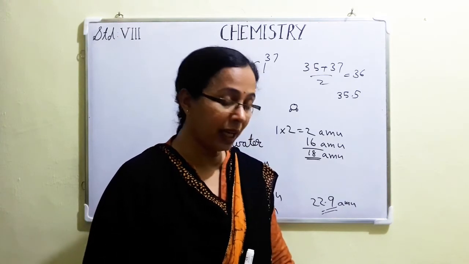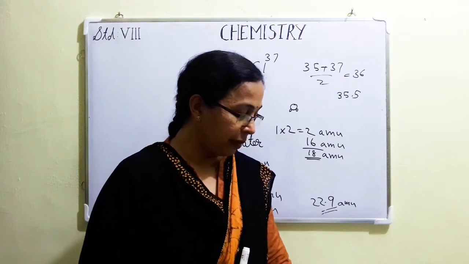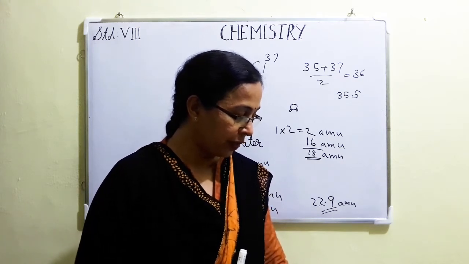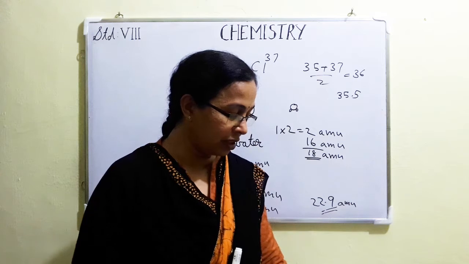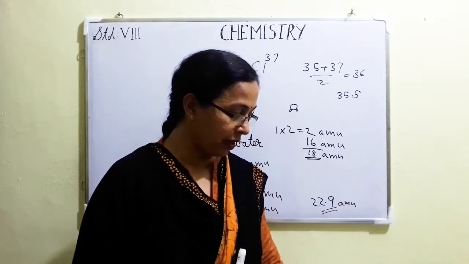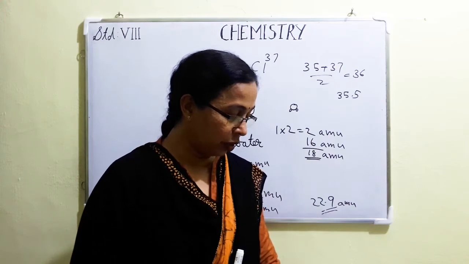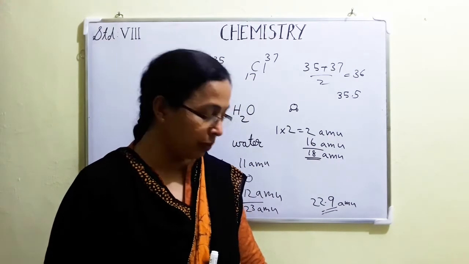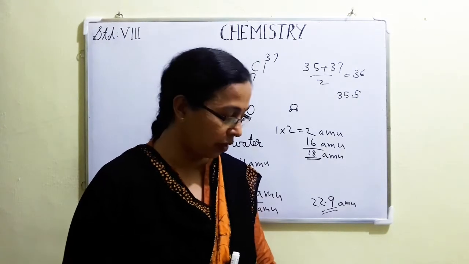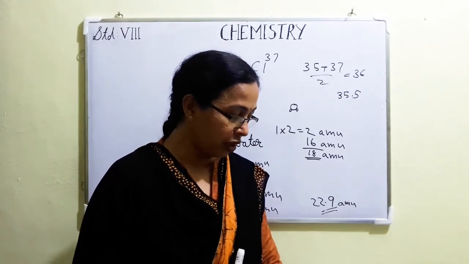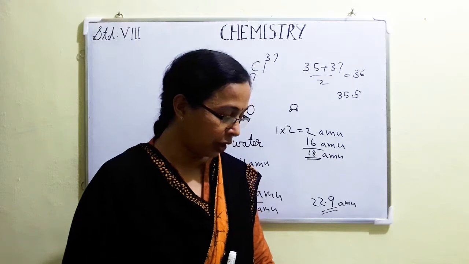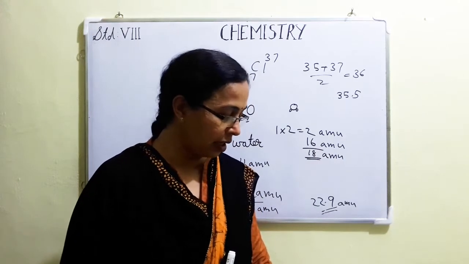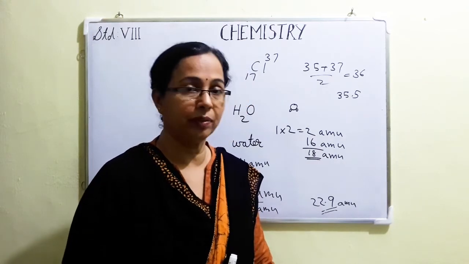Sodium's 22.99, round it off to 23. Magnesium, round it off to 24. Aluminium 26.98, round it off to 27. Then phosphorus to 31. Then chlorine, we cannot round it off to 36 or 35. Keep it as 35.5 itself. Then argon, round it off to 40, and potassium, round it off to 39, and calcium 40.